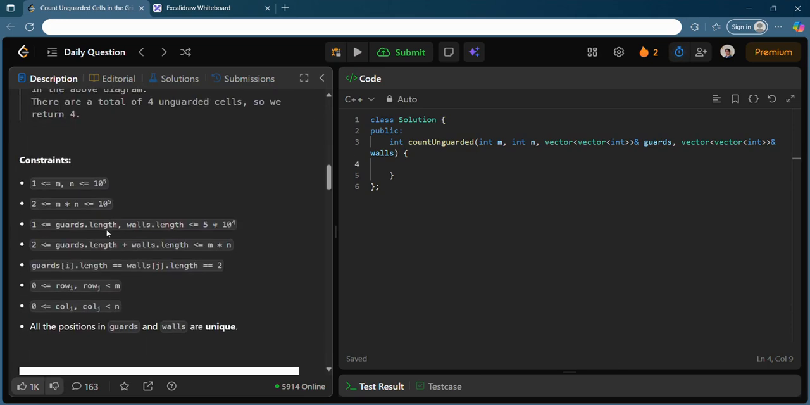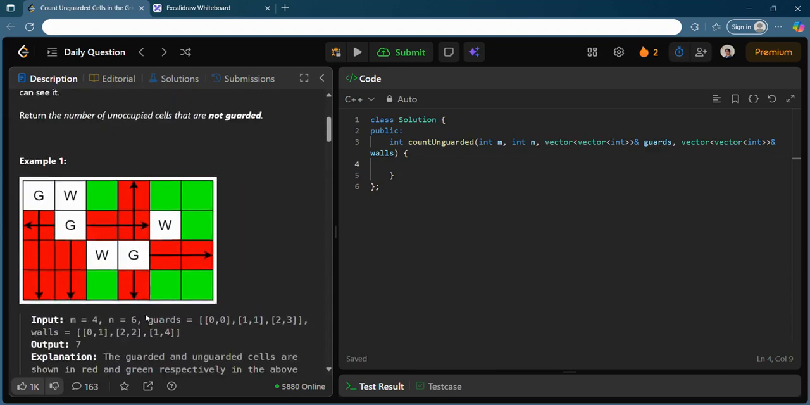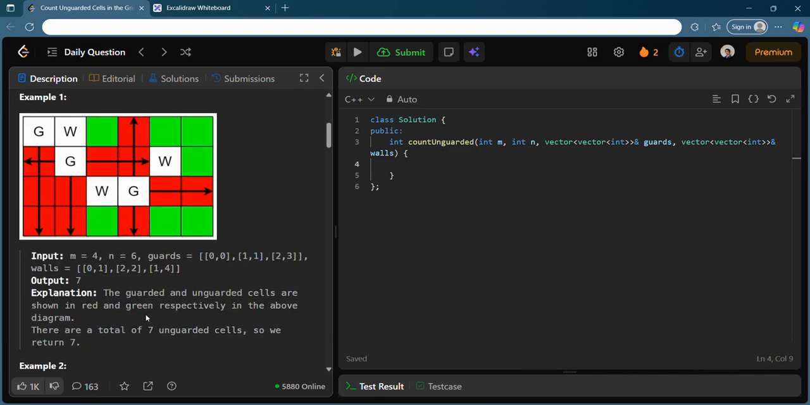Okay, so you see m into n is given to be at most 1e5, and the guards length and walls length are both up to 5e4, but the sum is less than or equal to 1e5, which is m into n. Okay, so I hope the problem statement is at least very clear, and it will not be very difficult if you even run the whole simulation.